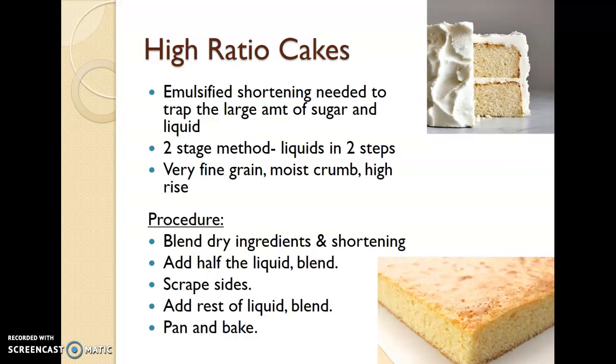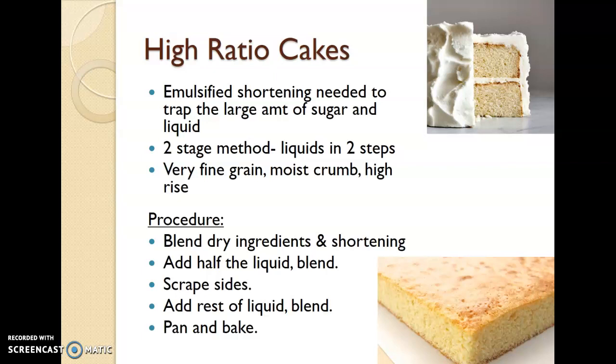So your basic procedure for your high-ratio cake is blending all your dry ingredients together with your shortening. Then you add half of the liquid, blend it some more, definitely scraping the sides, and then you add the rest of the liquid and continue to blend it till it's well incorporated. Now we're not trying to develop a whole lot of gluten here, so generally we're going to be using a cake flour, but we still want to make sure that we do develop some gluten by blending all of the ingredients well.